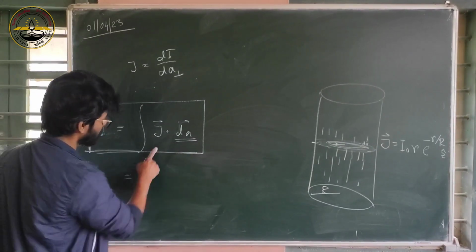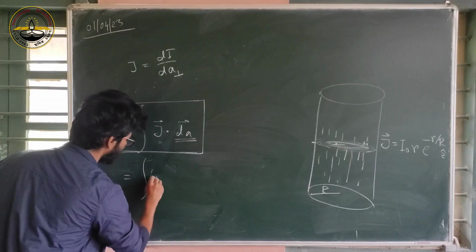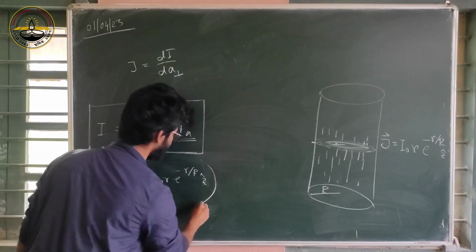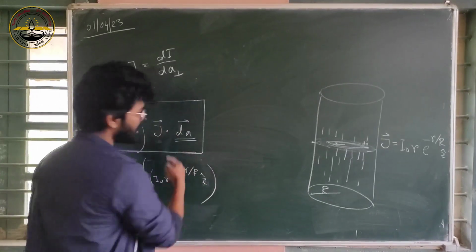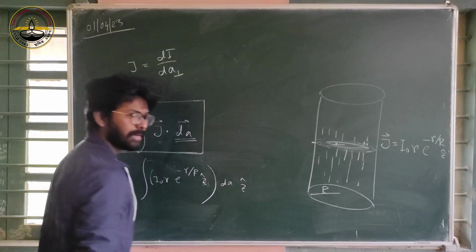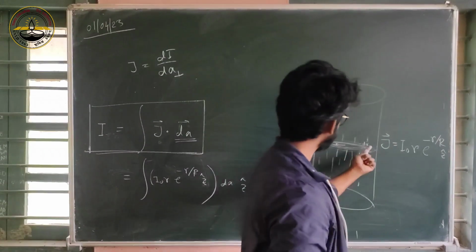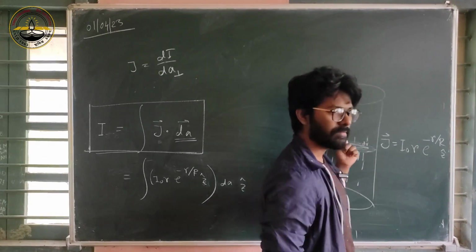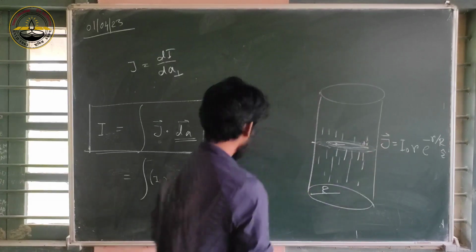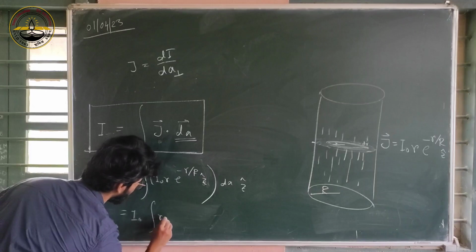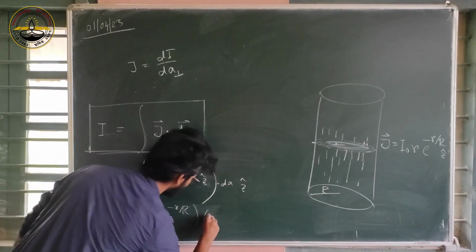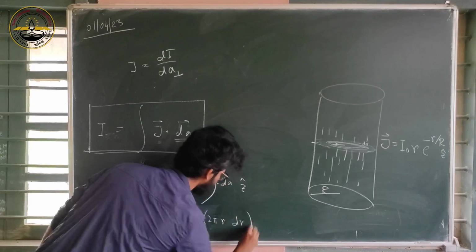Then our J is what? I naught e to the power minus r by R. And what is its direction? This is its direction. The dA direction is obviously upward. So dA vector is dA magnitude times z-hat. What is the area of this thin element? 2 pi r times dr, so length times the thickness. I naught is a constant, it comes out, and e to the minus r by R. In the dot product, z-hat dot z-hat becomes 1, so we have dA equal to 2 pi r dr, right?